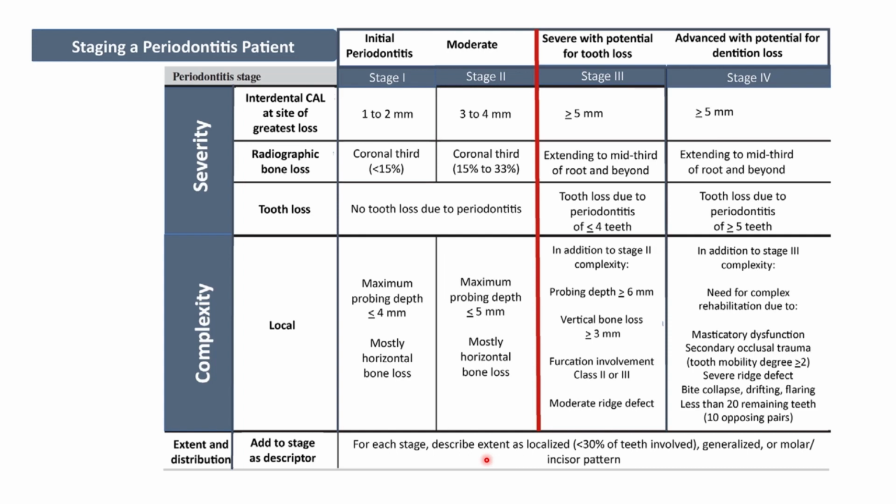After assigning the stage, we describe the extent as localized if less than 30% of the teeth are involved with that stage, or generalized if more than 30% of teeth are involved, and molar incisor pattern, that's a very specific pattern. Before, in the old classification, we had a separate entity, localized aggressive periodontitis. So this will replace it. It comes at a young age, so it will probably be stage 3 or 4, and it will be molar incisor pattern.